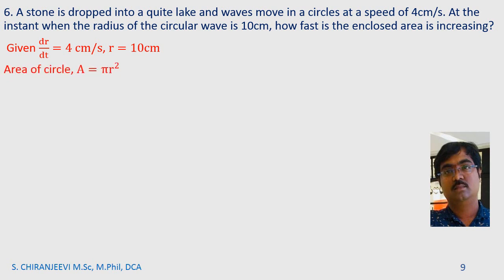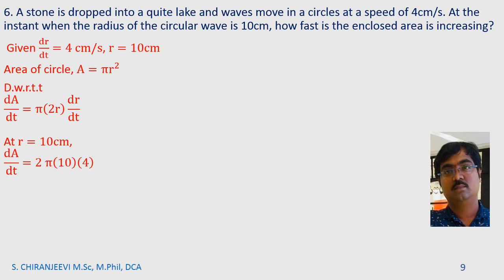Area of circle, capital A equal to pi r square. Differentiating with respect to t, dA by dt equal to pi into differentiation of r square with respect to t, which will become 2r into dr by dt. At r equal to 10 centimeter, dA by dt equal to 2 into pi into 10 into 4, substituting the values of r and dr by dt. So 10 into 4 is 40, into 2 will become 80 pi. So dA by dt equal to 80 pi centimeter square per second. The units are very important here.